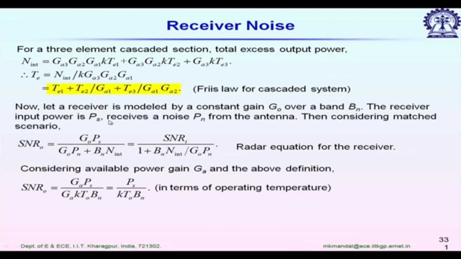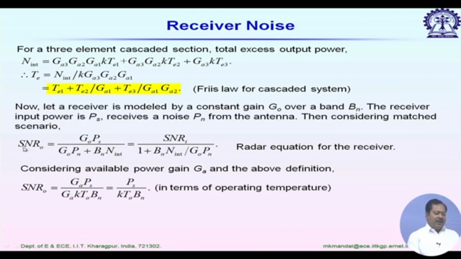Now let us consider a receiver, modeled by a constant gain G naught over a band Bn. We are now introducing some bandwidth given by Bn. The receiver input power is Ps, and it receives a noise power Pn from the antenna. Considering the matched scenario, which we will always consider by default, whatever power comes from the left hand side is absorbed, half of that absorbed in the load.